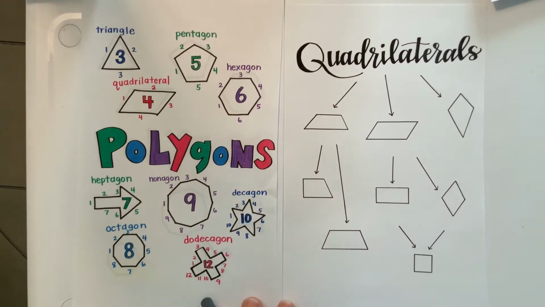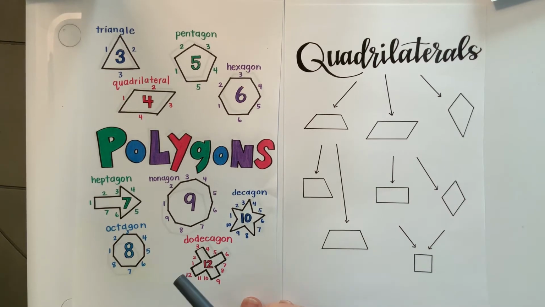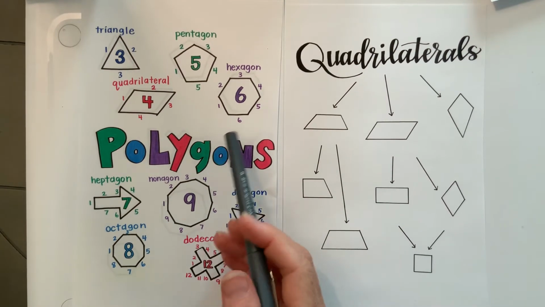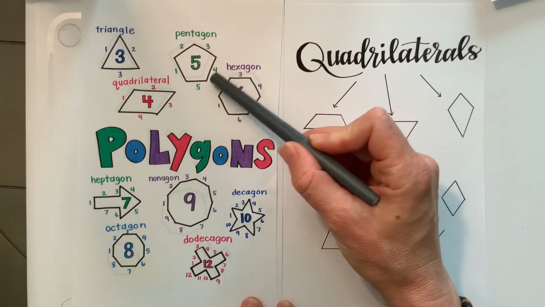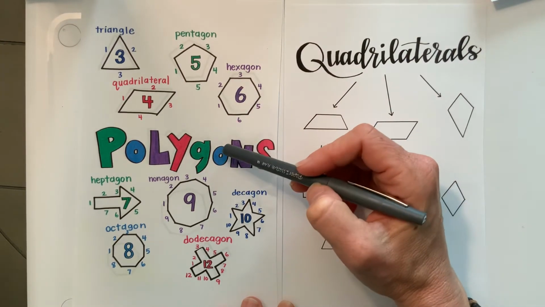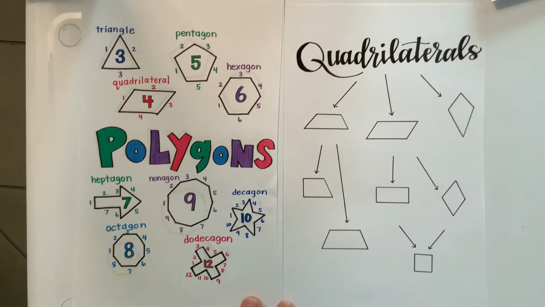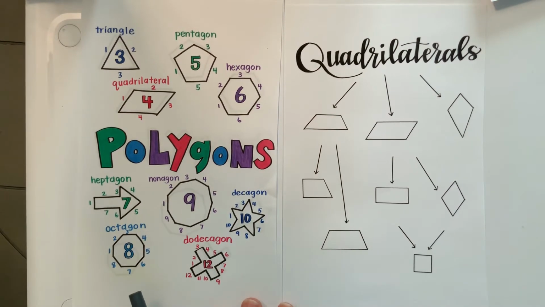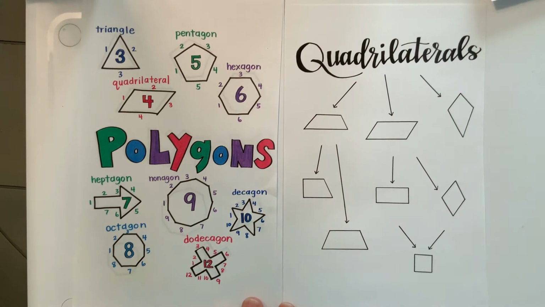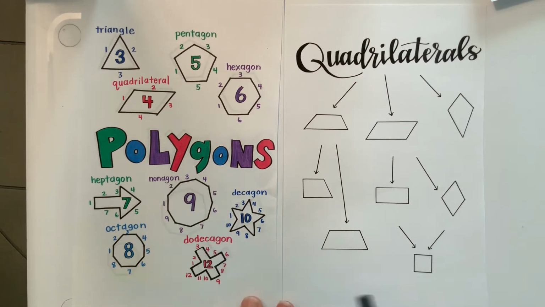Some examples that are not polygons that you've probably seen are circles. Any shape that has a curve would not be a polygon. Any shape that is not closed, so if this were to be like an open side, that would not be a polygon. And then lastly, three-dimensional shapes. So your spheres, your cubes, your triangular prisms, those things. Those are 3D shapes. Polygons are specifically two-dimensional shapes.